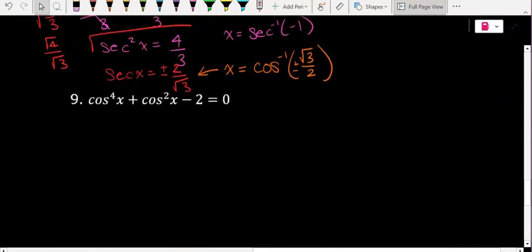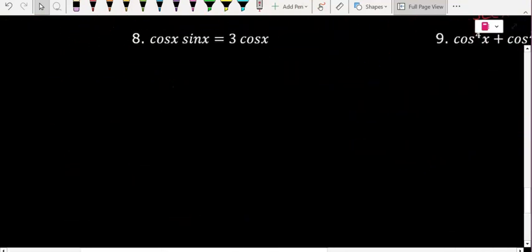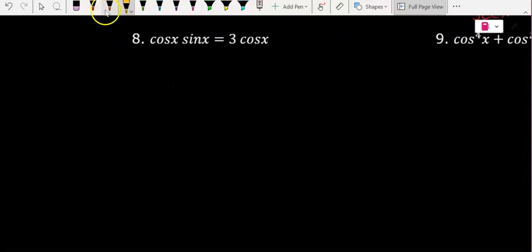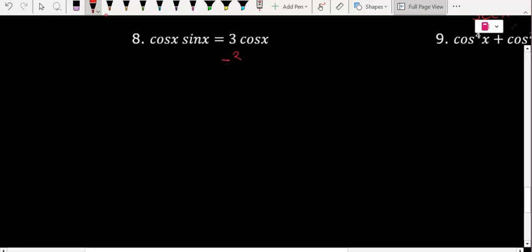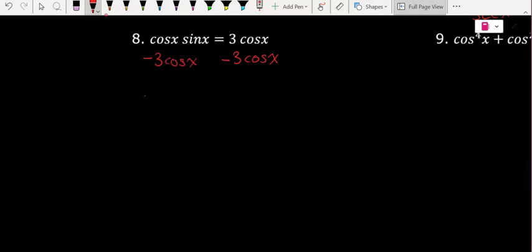Okay. All right. Let's look and see what we got here on this next one. Number 8. So right here, I've got cosine x sine x equals 3 cosine x. So just like all the other ones, I'm going to go ahead and get this set equal to 0. So I'm going to subtract 3 cosine x to the left. And so that's going to leave me with cosine x sine x minus 3 cosine x is equal to 0.